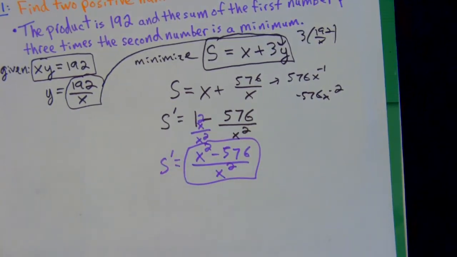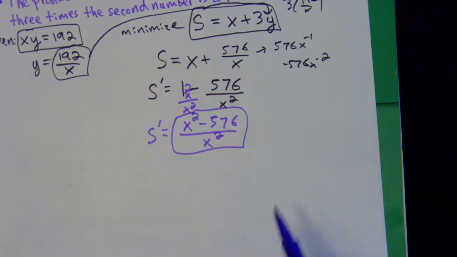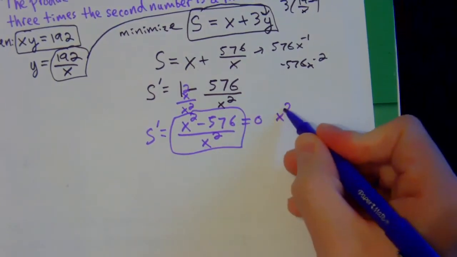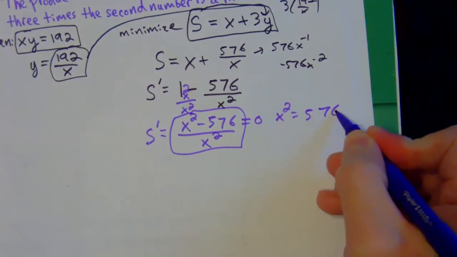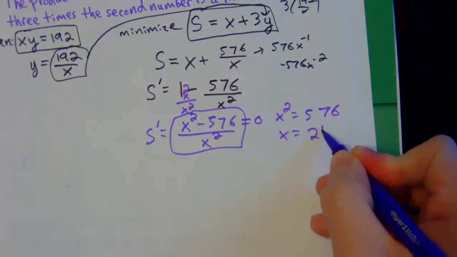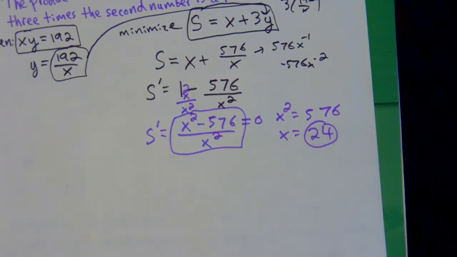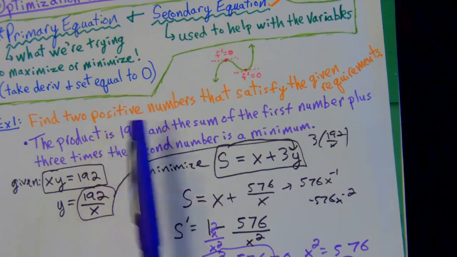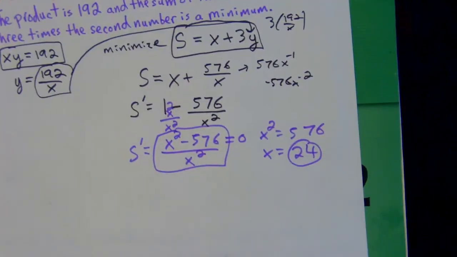And then remember, in this section, we don't care where the derivative is undefined, because these are all applicational word problems. So you only concern yourselves where the derivative is equal to 0. So a fraction is equal to 0 where the top is equal to 0. And so when you square root both sides, you're just going to get x is equal to 24. Now, I know you're used to doing a plus or minus 24, but the directions clearly stated we want to find two positive numbers. That's why I'm not worrying about the plus or minus right there.